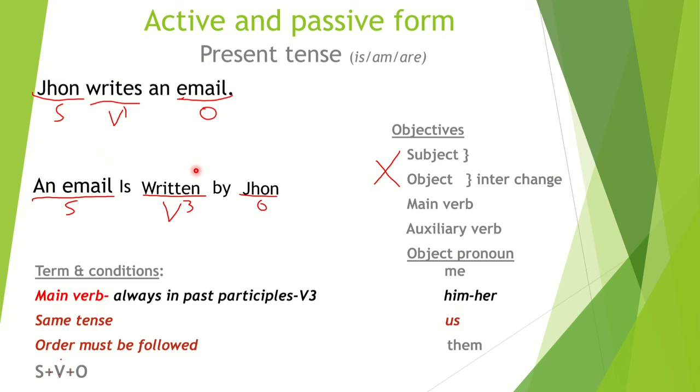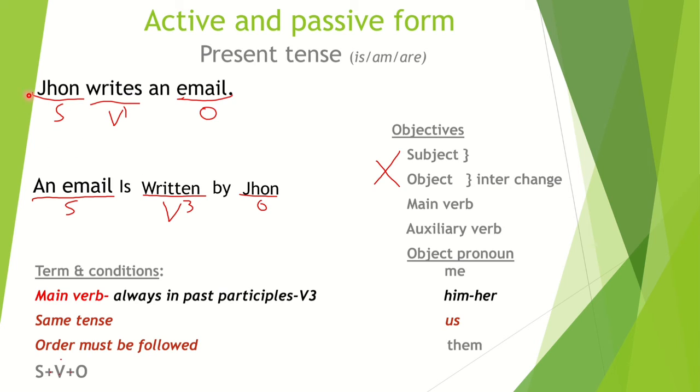Now our sentence is formed. Our passive voice sentence is finished. But does it sound more natural? No. So to make our sentence sound more natural, we should add, in the place of object, an object pronoun. It depends on your subject.